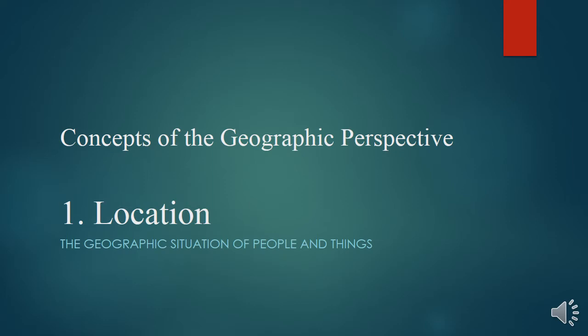But we're going to move on in the next lectures to talk about things like place, the interactions between humans and the environment, ideas like movement and regions or regionalization, the kind of grouping of space, and how all those ideas relate to the field of geography. So starting here with the idea of location, the geographic situation of people and things.